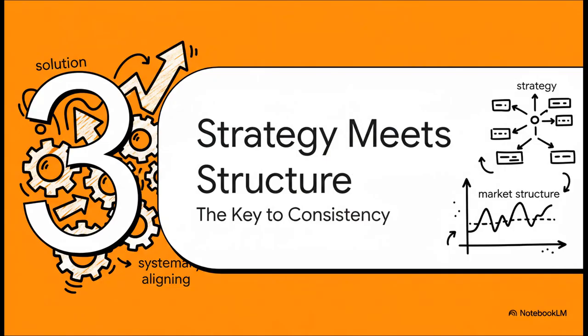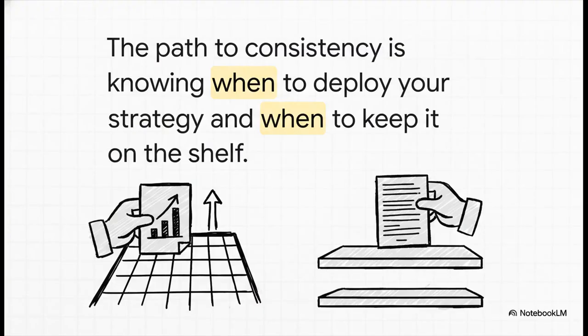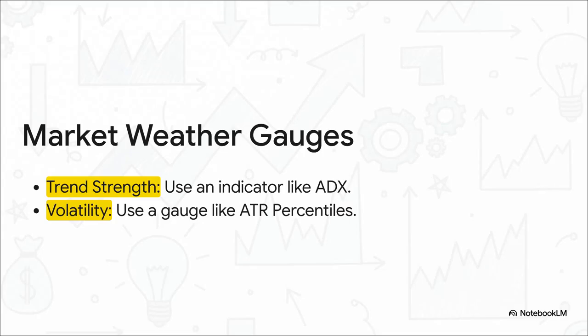Okay, so we get the problem, we know how to define the environment. Now what? Now we get to the solution. And it's all about consciously, systematically aligning your strategy with the market structure. This right here. This is the single most important takeaway. The path to consistency isn't about finding some holy grail strategy that works all the time, because that doesn't exist. It's about having a good strategy and knowing when to use it, and, just as importantly, knowing when to keep it on the shelf.